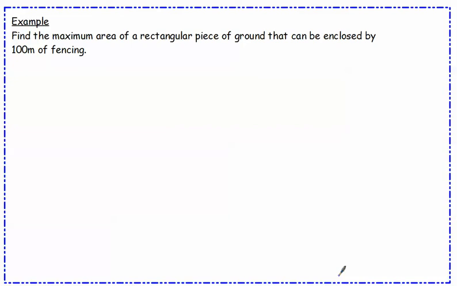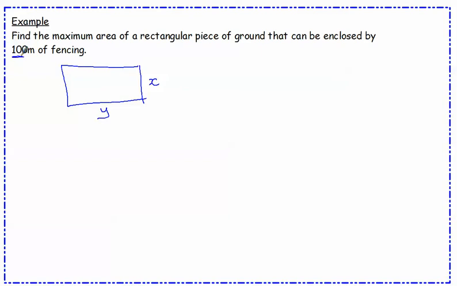Okay, this is the last example that I'm going to do. This one's finding the maximum area of the rectangular piece of ground that can be enclosed by a fence of 100 metres. This is the one that I was talking about having to draw a picture. So we've got a rectangle, and we're going to have to introduce some variables. We've got x as our width and y as our length.